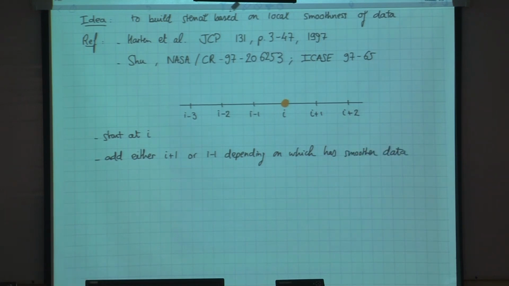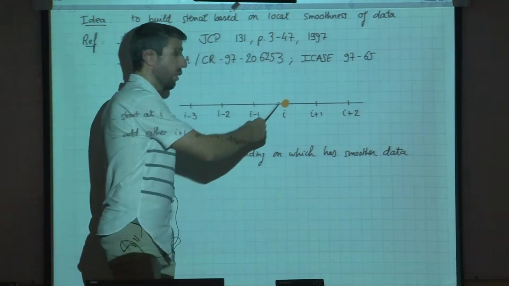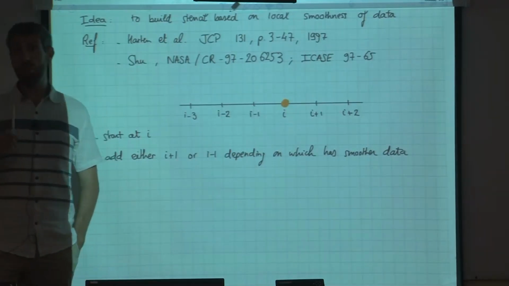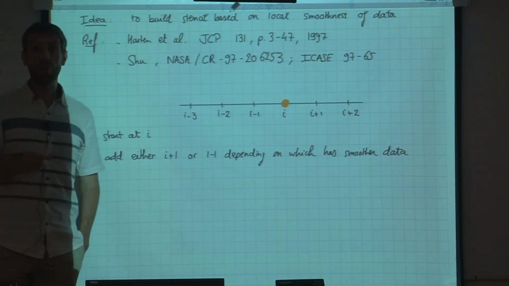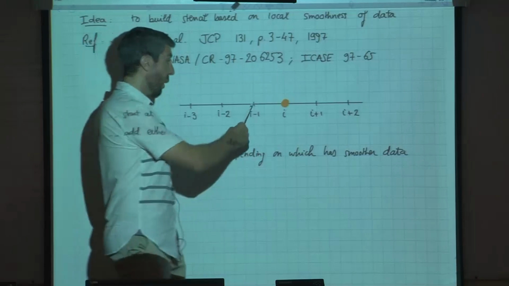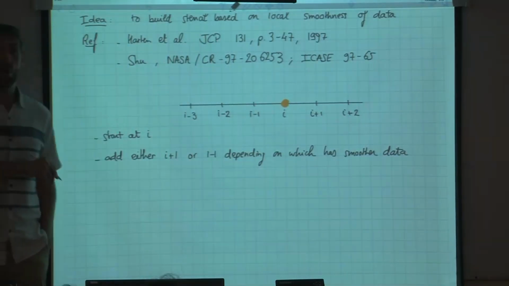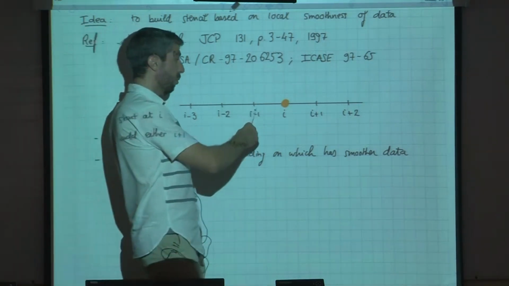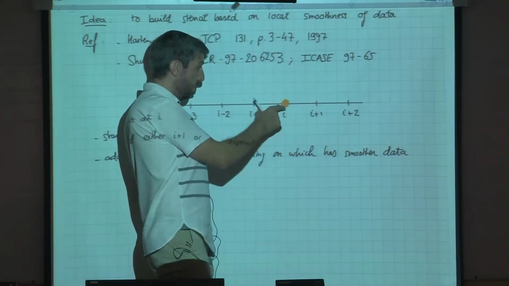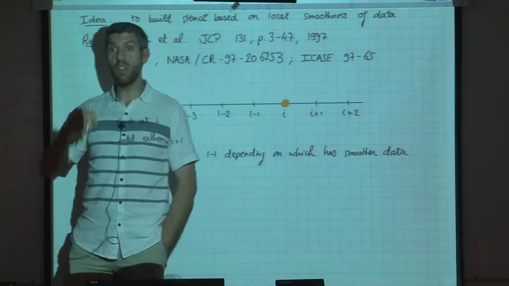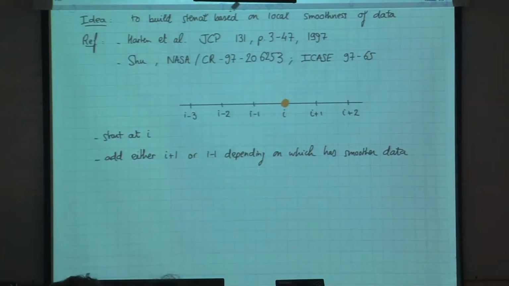So the way to think about this is the following. Our stencil initially says only this. Point I has to be part of our stencil. Now we're going to grow the stencil by 1 point. Are we going to grow left or are we going to grow right? Well, we'll decide whether we grow left or grow right by looking at which one of those pairs has the least difference between their values.